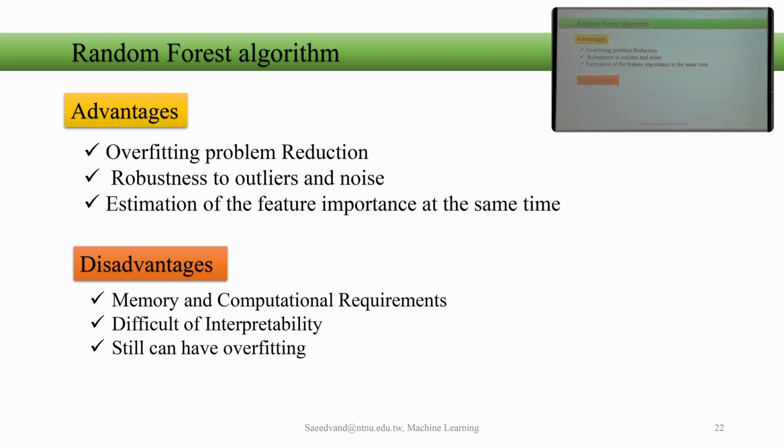What are the disadvantages of random forest? Memory and computational cost. Of course, we have not only one big tree, we have multiple big trees. So it will be expensive to compute, we need more memory, and it is difficult to interpret. If you have one tree, it's easy to interpret. If you have many, of course, it's harder to interpret. It can still have an overfitting problem. We still need to be careful about overfitting.